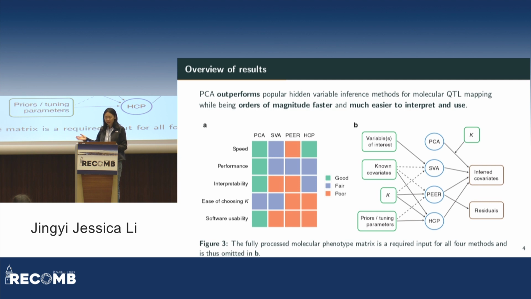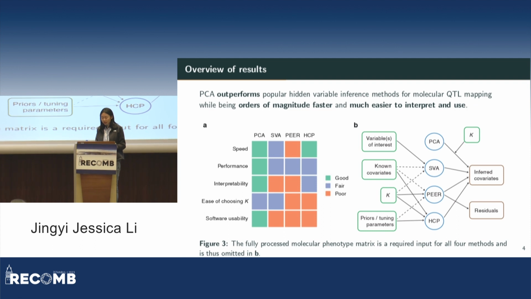We did simulation studies under two settings, which I will introduce on the next slide, to compare PCA with SVA, PEER, and HCP. This is just our subjective categorization of these methods in 5 aspects: computational speed, performance, which is defined based on the power in our simulation, interpretability, the ease of choosing the number of hidden covariates k, and software usability. I have to say this is our subjective categorization, but we actually found PCA to be the top performer, which is very surprising.